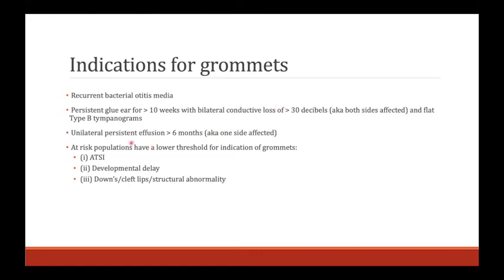If you have a unilateral effusion, but it's greater than 6 months, that's another indication for grommets as well, and at-risk populations, like we kind of spoke about. So in these particular populations, those who have developmental delays, those who are born with sort of congenital anomalies, our threshold for grommets significantly drops. So you would consider grommets much quicker than, say, someone who doesn't have a developmental delay, for instance.